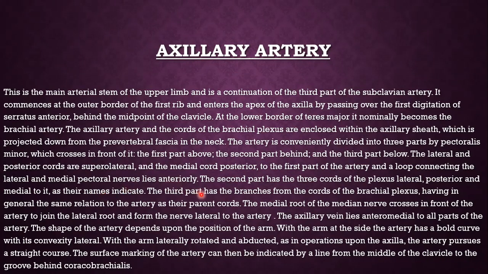Now, the third part of the axillary artery has the branches from the cords of the brachial plexus, having, in general, the same relation to the artery as their parent cords. So, the branches from the lateral cord will lie lateral to the third part of the axillary artery. The branches from the medial cord will lie medial to the third part. The branches from the posterior cord of the brachial plexus will lie posterior to the third part of the axillary artery. I hope you have understood that.